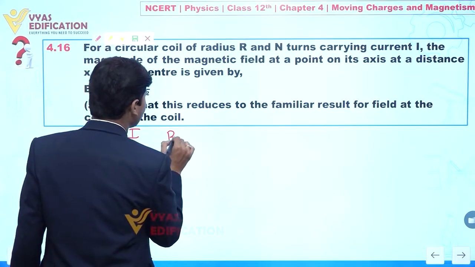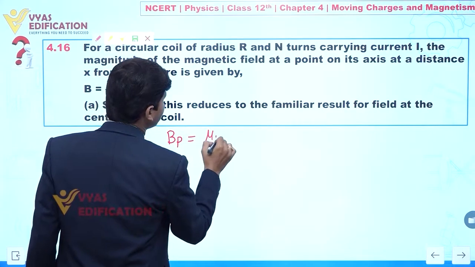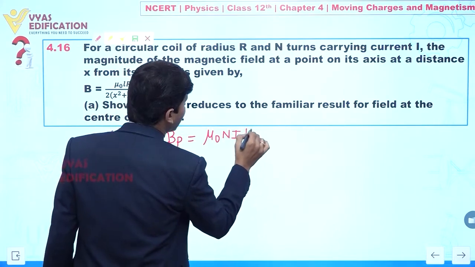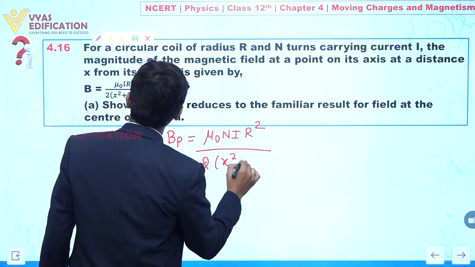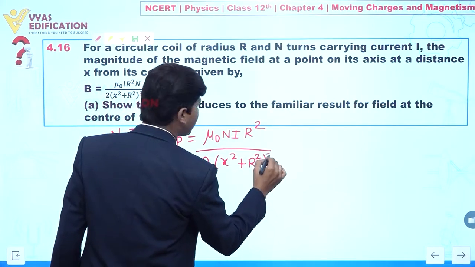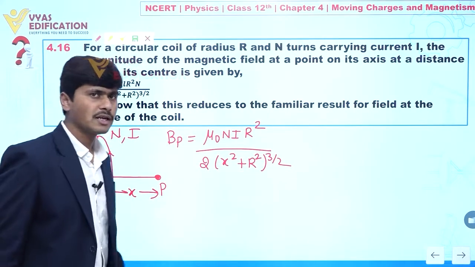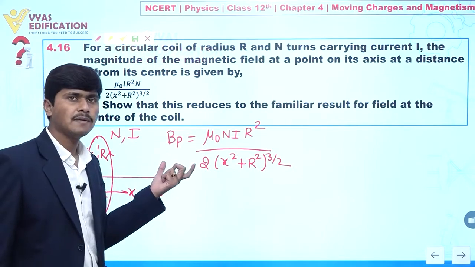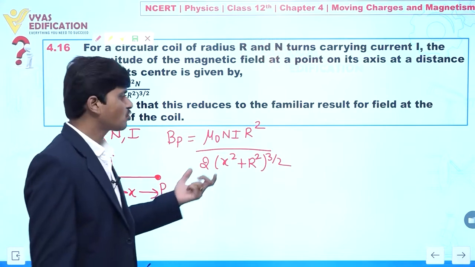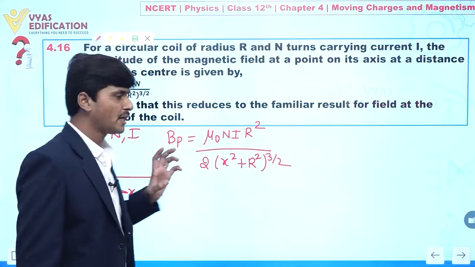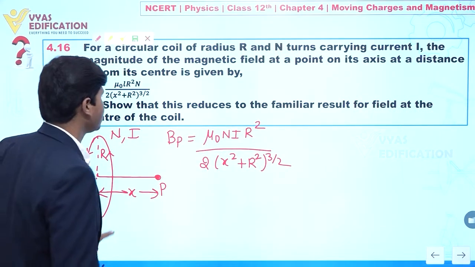Yes, I can say the value of B is calculated by mu naught N I R square divided by 2 times (x square plus R square) power 3 by 2. Clear everyone? So the value of B I am getting here is mu naught N I R square divided by twice (x square plus R square) power 3 by 2.